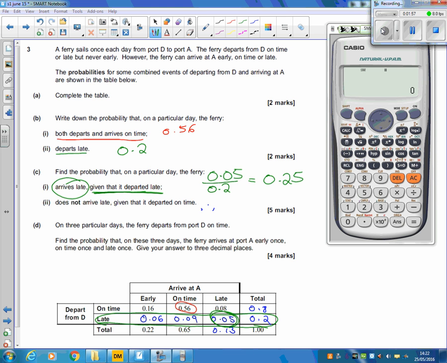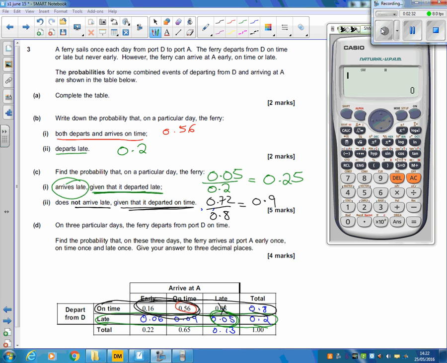The next one then, we've been given that it departed on time. So this time we're in the top row, it's departed on time, so we know it's out of 0.8. It does not arrive late, so I don't want that one. I want these two here, and those two there add up to 0.72. So I've got 0.72 divided by 0.8, which is 0.9.